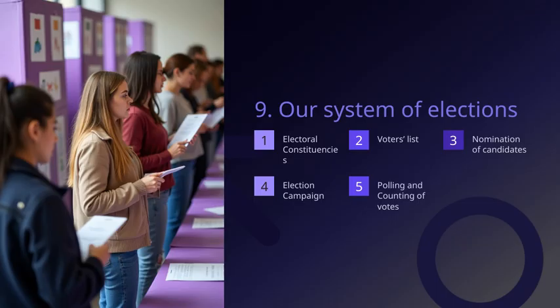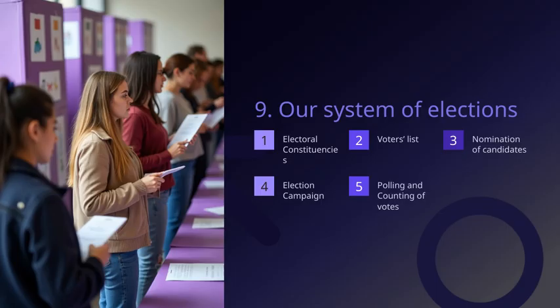First, we have the electoral constituencies, which are the specific areas or regions that each elects their representatives. These constituencies ensure that every part of the country has a voice in the electoral process. Next, we move to the nomination of candidates. This is where individuals who want to run for office submit their nominations, and it's a crucial step to ensure that only qualified candidates participate.